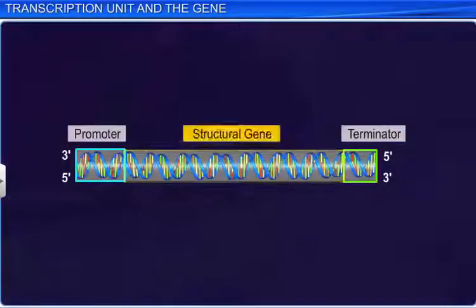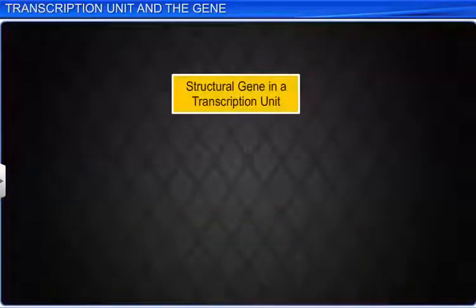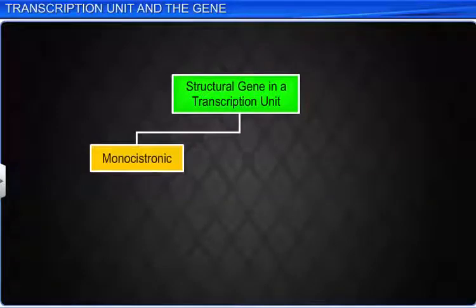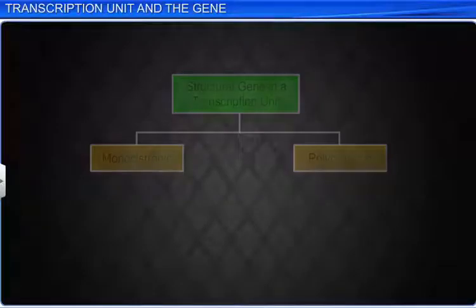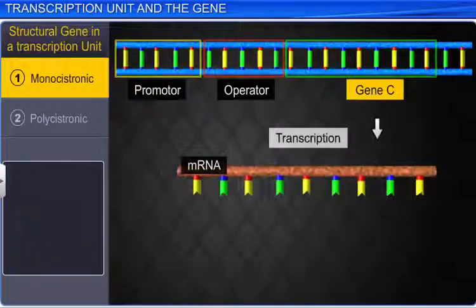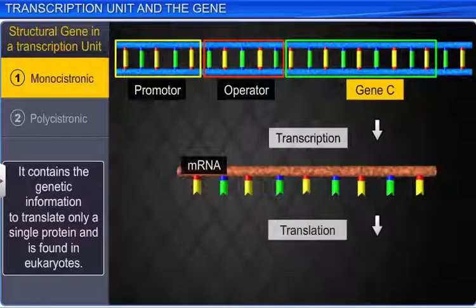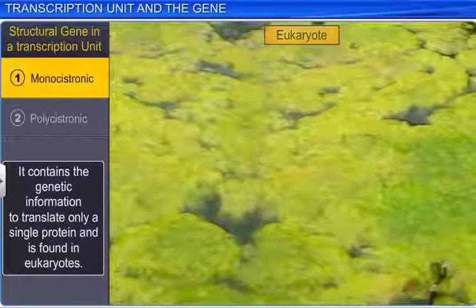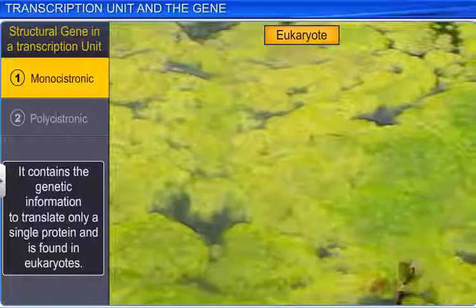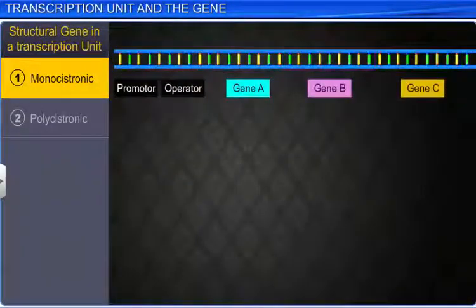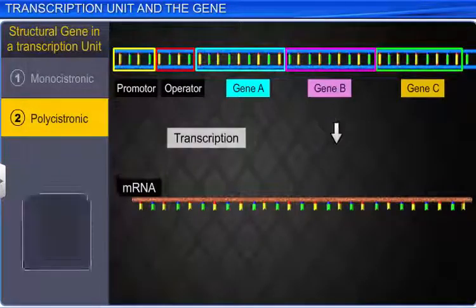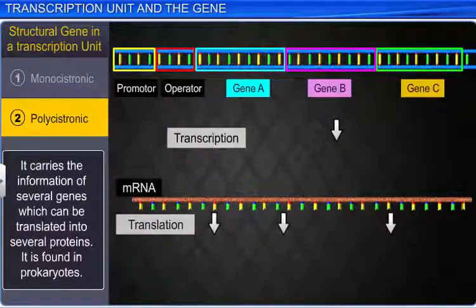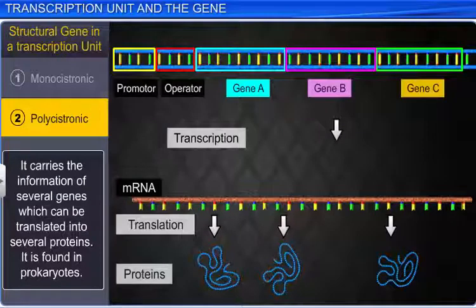The structural gene can be defined in terms of a cistron or segment of DNA that codes for a polypeptide. The structural gene in a transcription unit can be either monocistronic or polycistronic. A monocistronic structural gene contains the genetic information to translate only a single protein and is found in eukaryotes. On the other hand, a polycistronic structural gene carries the information of several genes which can be translated into several proteins. It is found in prokaryotes.